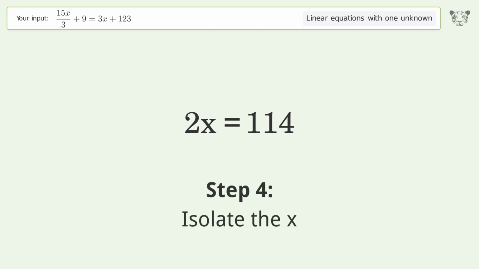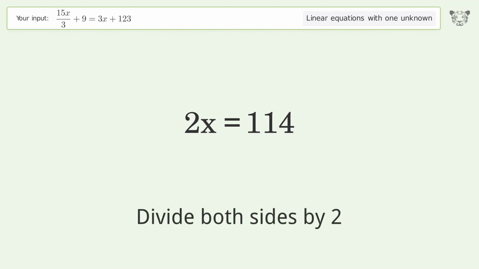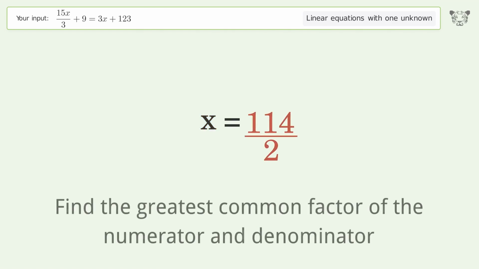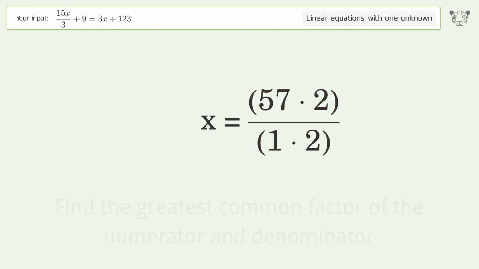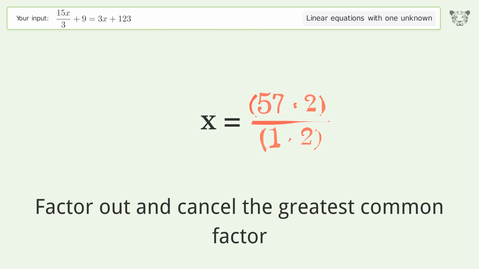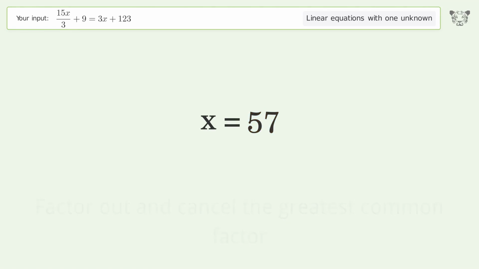Isolate the x. Divide both sides by 2. Simplify the fraction. Find the greatest common factor of the numerator and denominator. Factor out and cancel the greatest common factor. And so the final result is x equals 57.